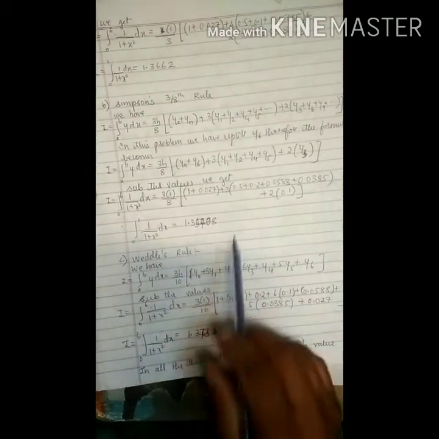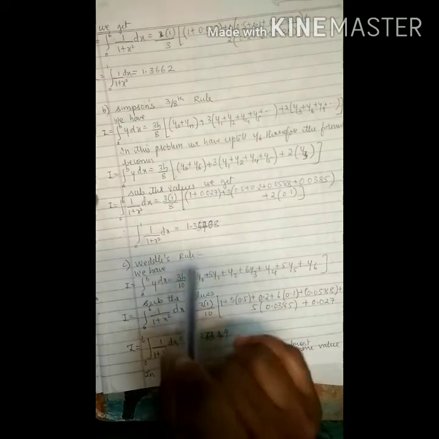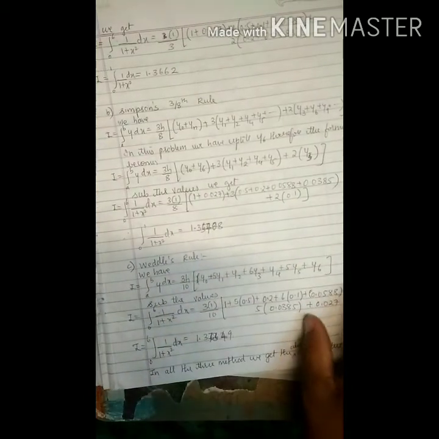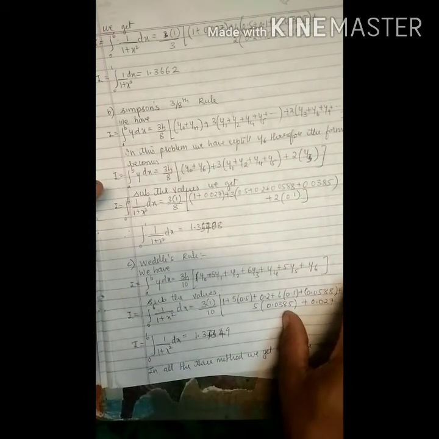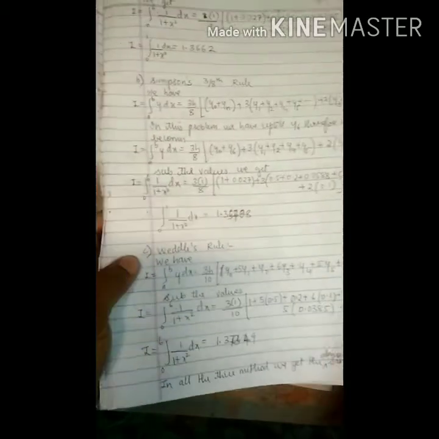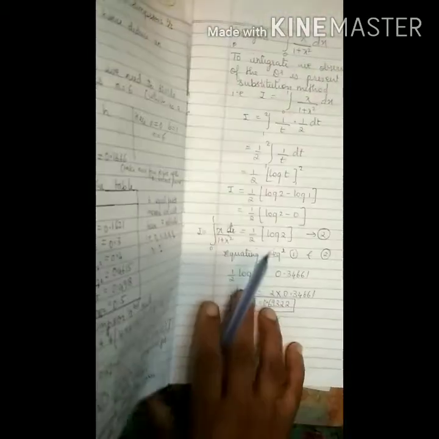Similarly, we go with Simpson's 3/8 and Weddle's. Substitute in the formula and simplify. That will be in the form of Simpson's 3/8 and Weddle's rule. So this is one problem with all the 3 rules.